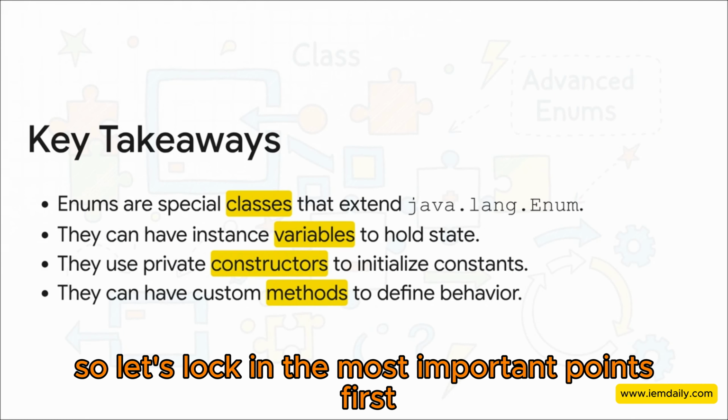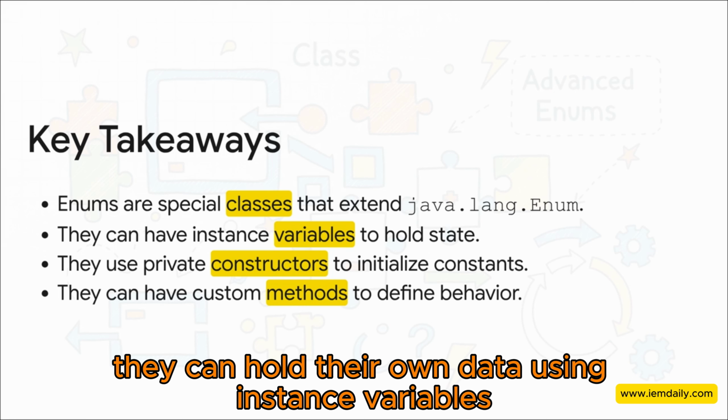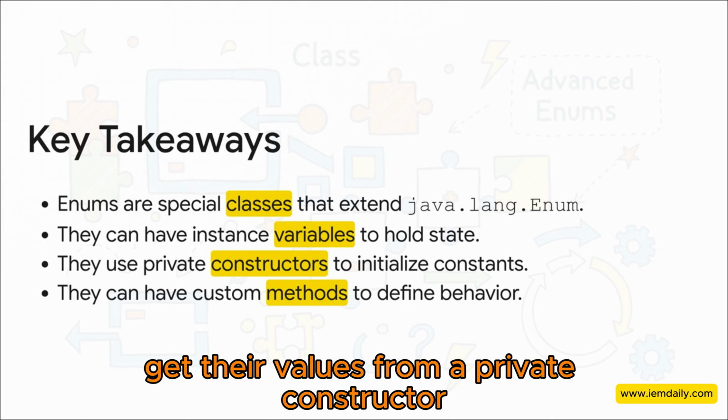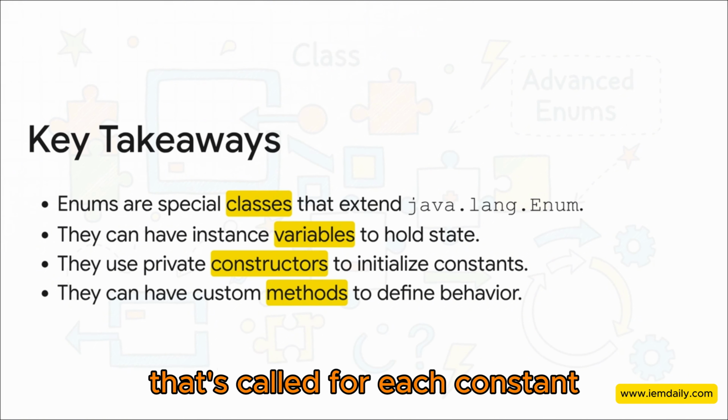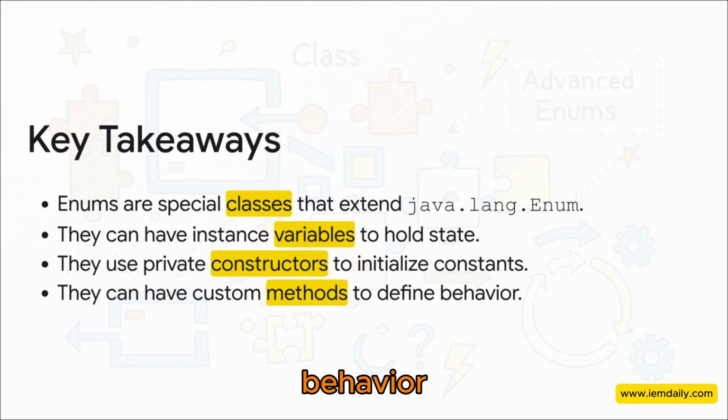So let's lock in the most important points. First, remember that enums are secretly special kinds of classes. Because of that, they can hold their own data using instance variables. Those variables get their values from a private constructor that's called for each constant. And finally, you can add your own methods to give them custom behavior.